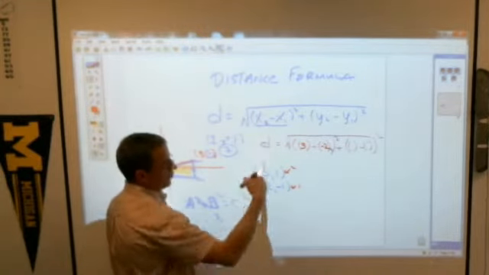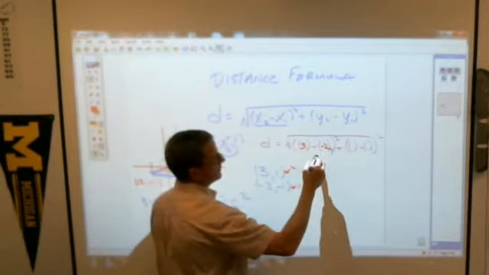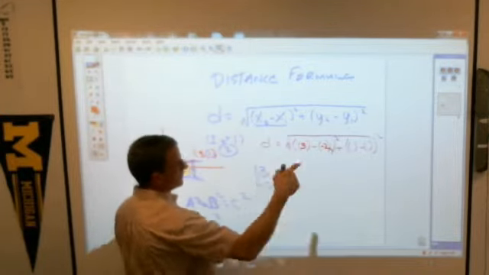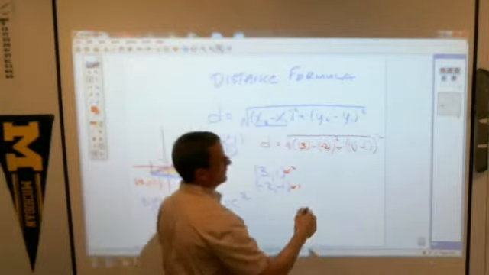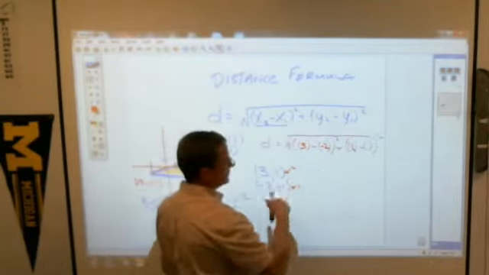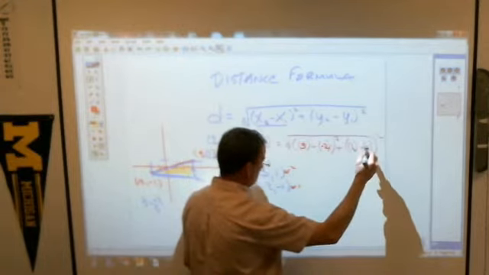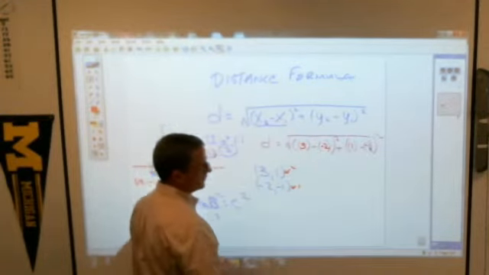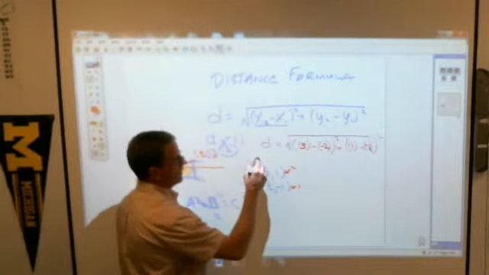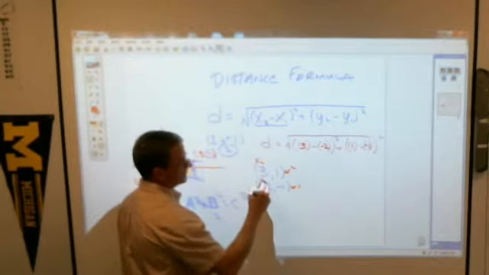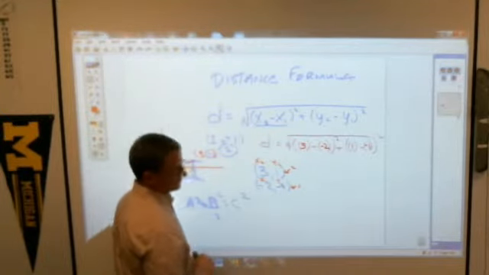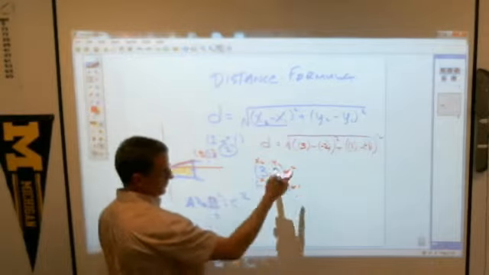The other one, y sub 2 is 1. Y sub 1 is negative 1. Did I get that right? Yeah, I have it in the right places. I should label them here. Look, this is x sub 2, x sub 1, y sub 2. Then when you do the math here, what do you get?